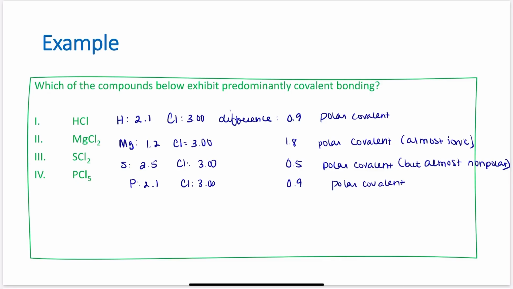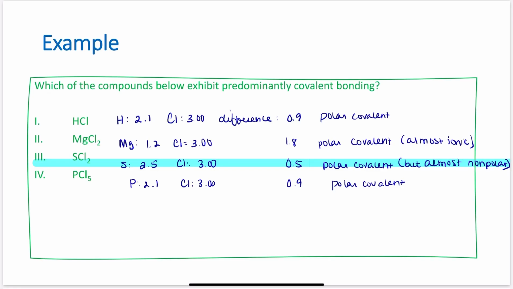So which one exhibits predominantly covalent? Well, that would be the one that's closest to actual nonpolar. This one has the most covalent bonding to it, SCl2. Now, again, we had numbers here. And if I gave you something like this where they were all very similar like this, I could give you numbers and you would have to know that. What if you didn't know numbers? How would you do this?